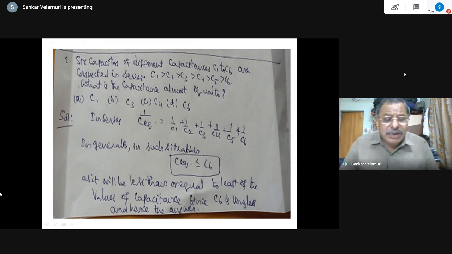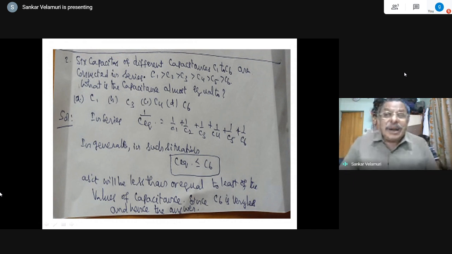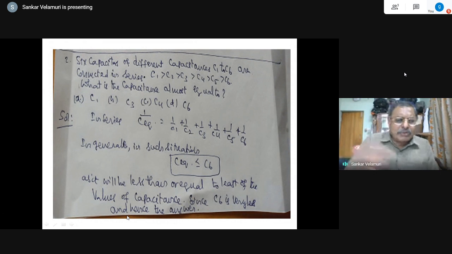In general, even in resistors when they are connected in parallel, the total equivalent resistance will be less than or equal to the least resistance. That is why people say the current takes the least resistance path. So in capacitance also, when they are connected in series, it will be less than or equal to the least of these because of the same principle. So it should be less than or equal to C6. Almost equal to means we can use the less than or equal to symbol. Since C6 is the least value of capacitance, C6 is the answer. So it is simple logic.